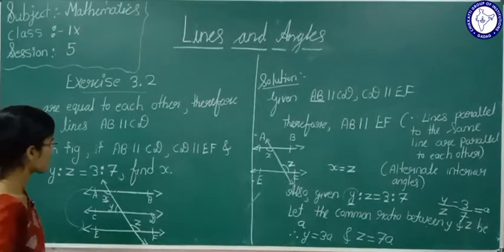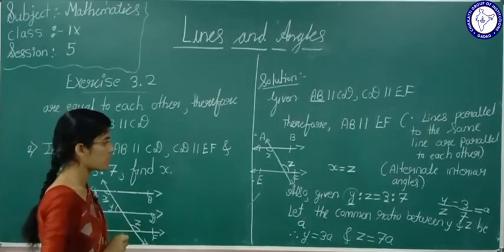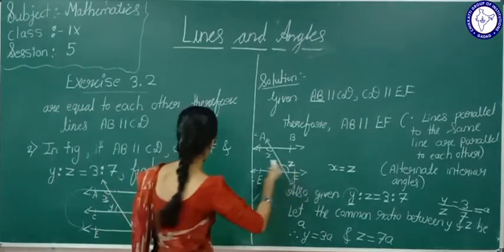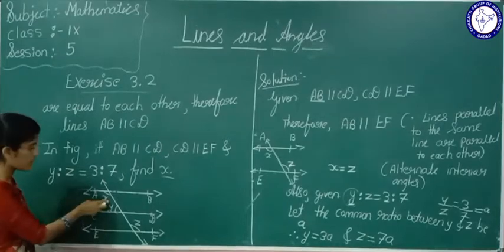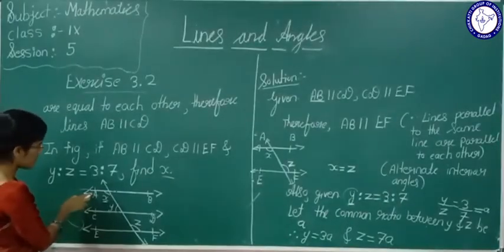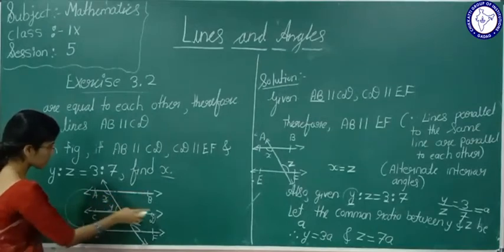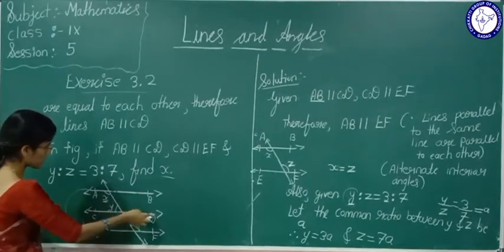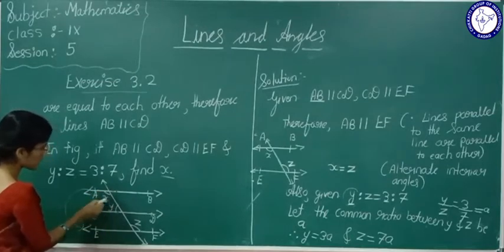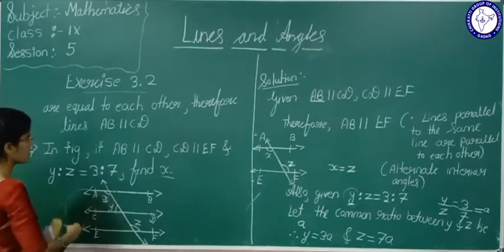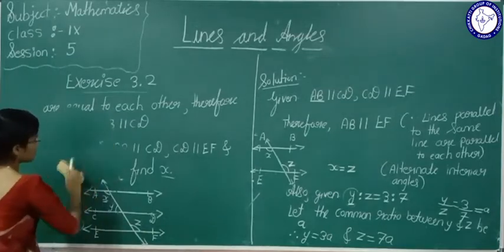Now see here, they told us to find out the value of x. Observe here clearly, AB is parallel to CD, and here this is a transversal. What is the relation between x and y? So we will draw it separately.